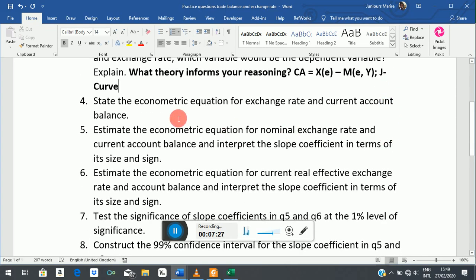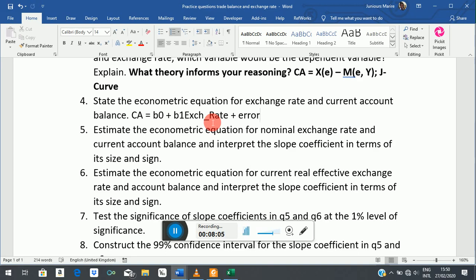Here it's the idea of just stating the equation. So our current account is equal to B0 plus B1, I'll just say E, exchange rate, plus your error term, where the exchange rate can be the nominal exchange rate or the real effective exchange rate, which means there are two equations that can be estimated here.